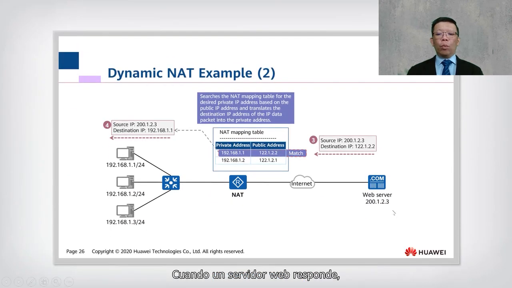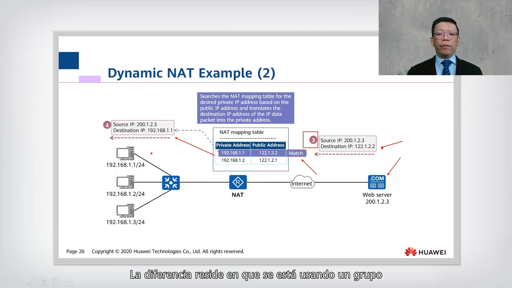So when the web server replies, as you can see here, step number 3, we have the source of 200.1.2.3, in this case the web server IP address. The destination is 122.1.2.2, which basically matches 192.168.1.1, which is mapped to PC number 1. Okay, so I think this is easy to understand. The difference over here is they are using a pool instead of a static mapping.